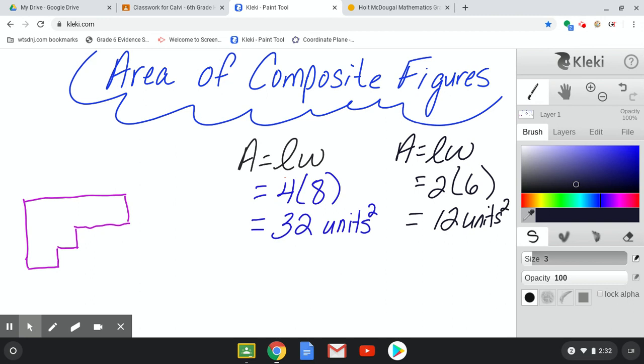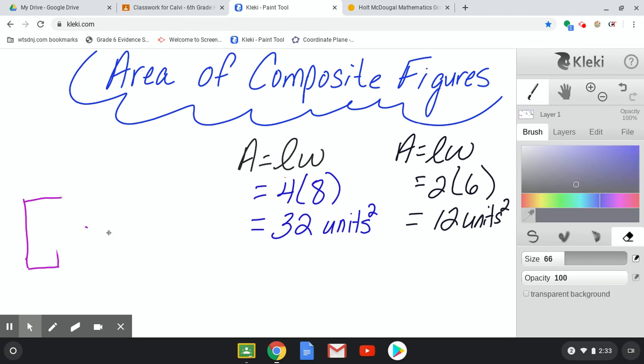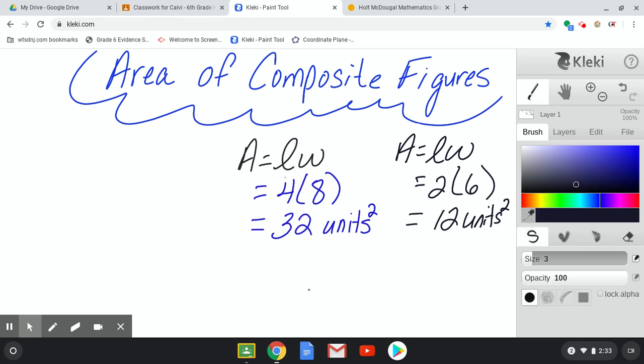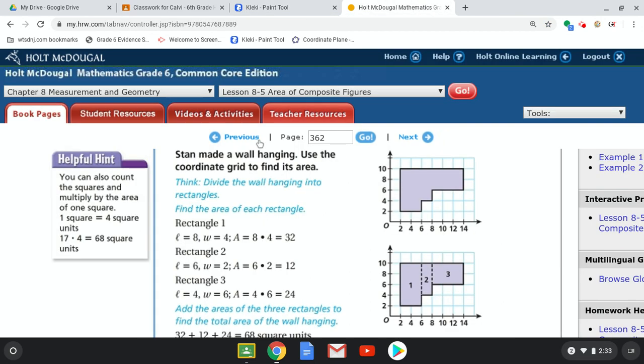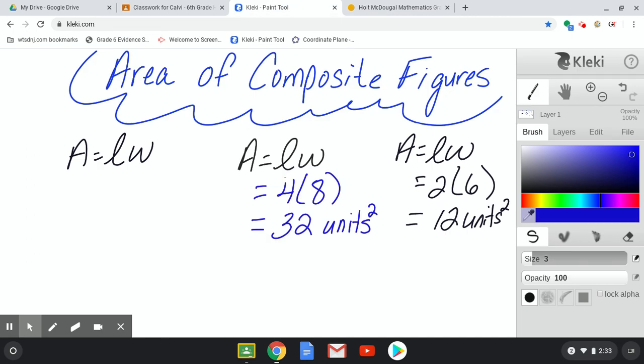And then our last one, I'll actually erase my figure over here. Our last rectangle, going back to the figure, these are by 2's. The length is 2, 4, 6. The height is 2, 4. So that's a 6 by 4 rectangle. So 6 by 4, 6 times 4 is 24 square units.